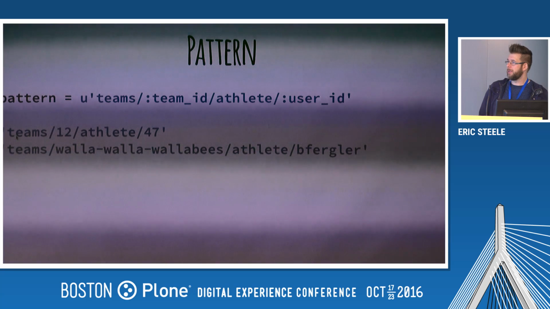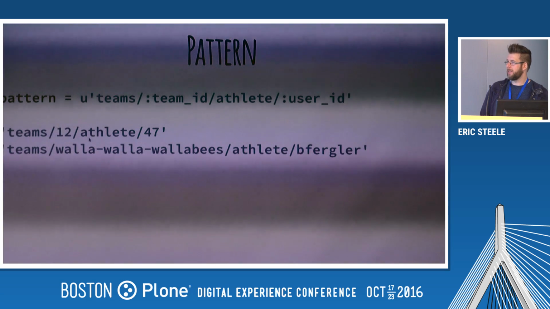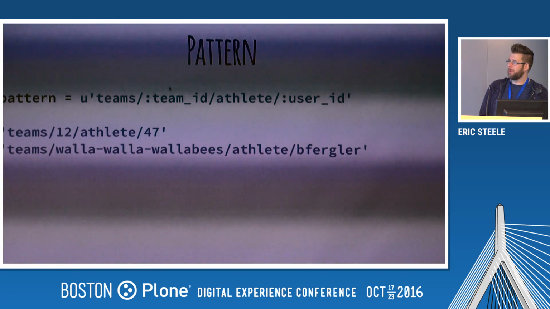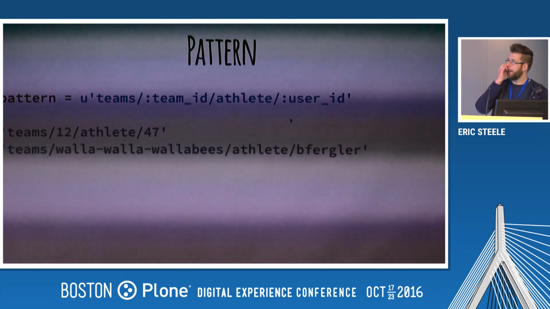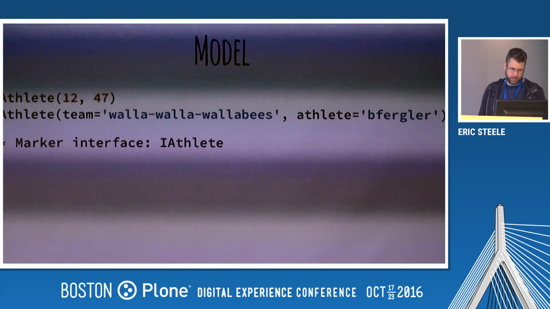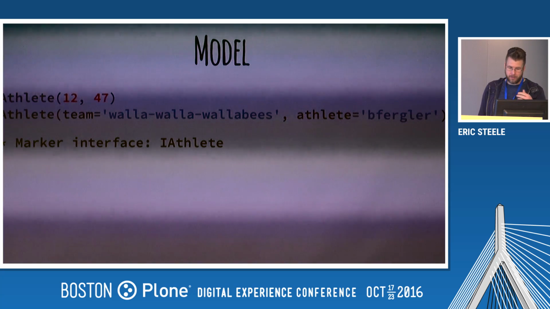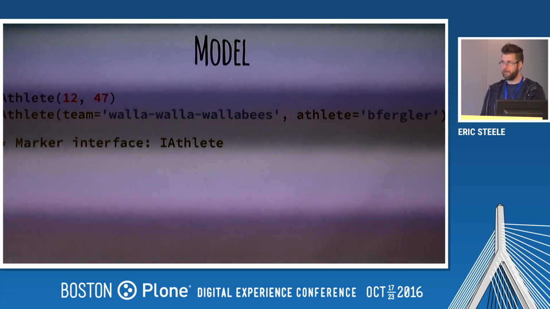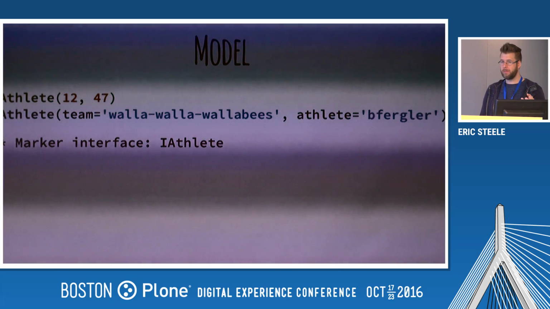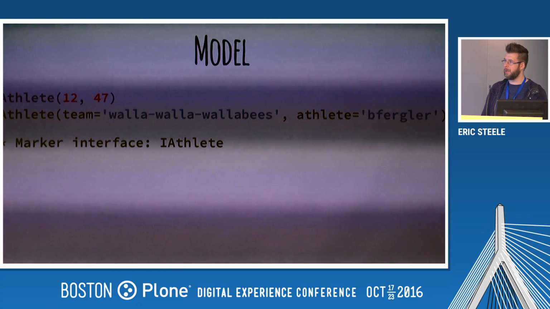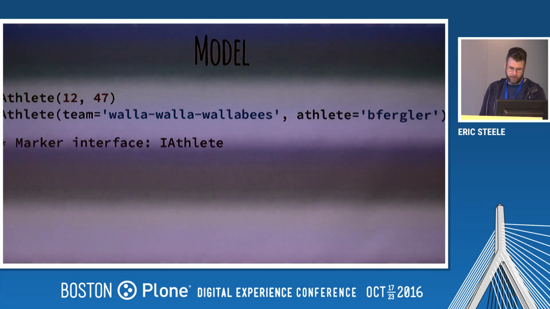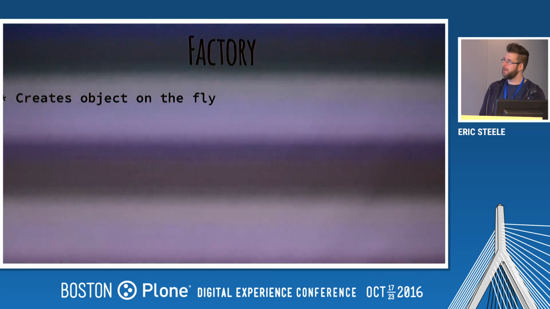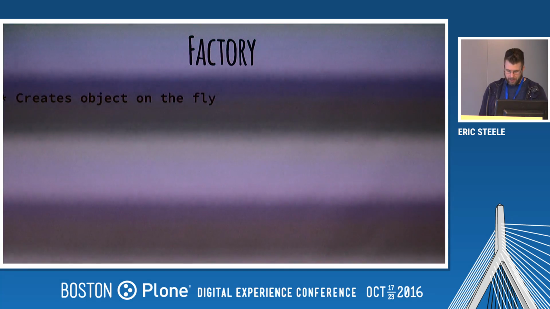Typically what we had was this, where we get a URL that said teams with an ID of 12, athlete with an ID of 47, and Traject would go through and pull out the IDs and map those to these models. So we created a mapping, and that would fire up a call to a very simple Python object, which took those two URL parameters and turned them into an object. One of the important things with this talk is that I applied a marker interface to that, and I'll get back to that in a bit. And there's a factory, which just creates the object on the fly.